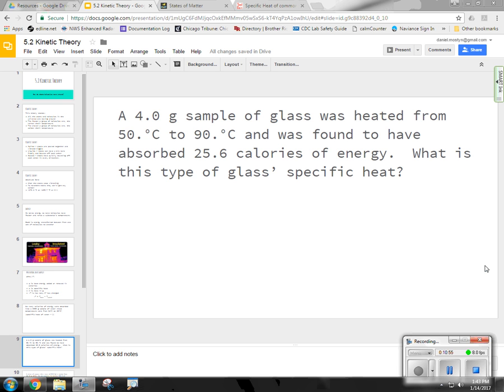The second problem that we'll do is a 4-gram sample of glass was heated from 50 to 90 degrees Celsius and was found to have absorbed 25.6 calories of energy to do so. What's this type of glass's specific heat?